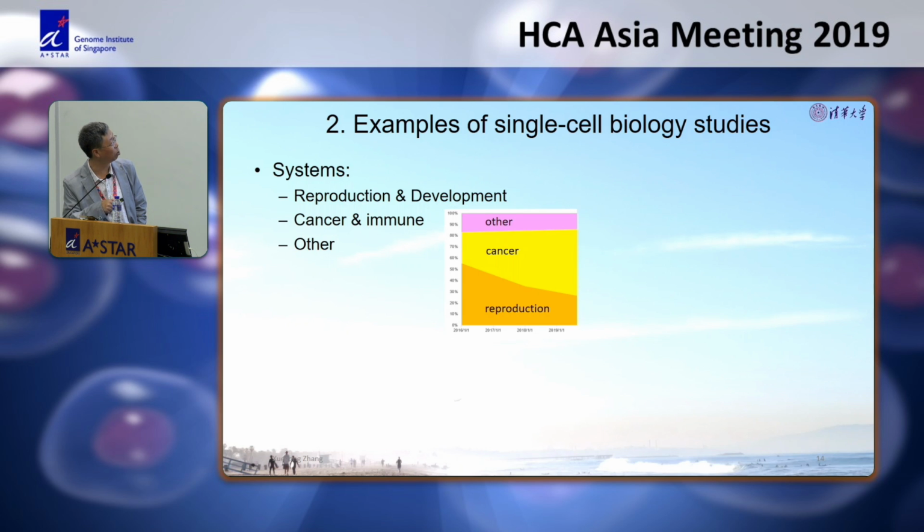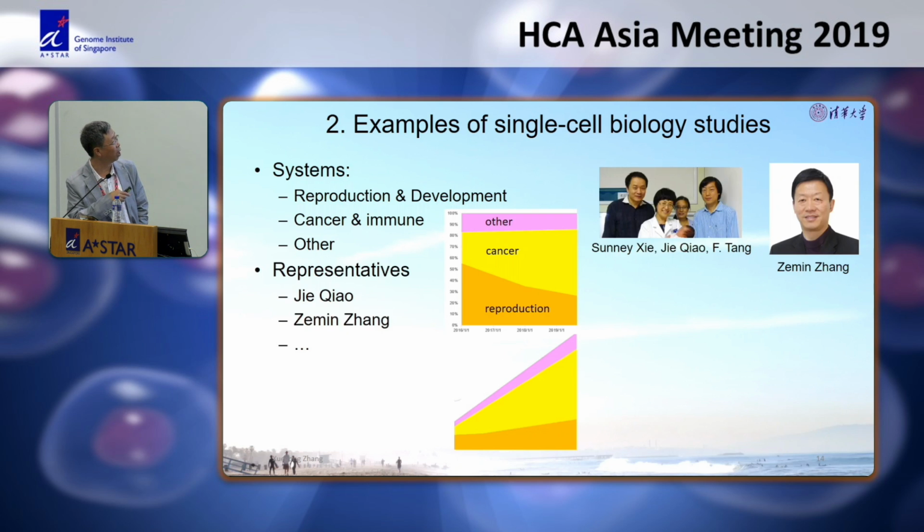This is the relative proportion. Actually, it should be like this because the total amount is increasing dramatically. So at the very beginning, more labs are working on the reproduction and development study, and now cancer study is getting more and more attention. And there are some representative scientists like Jie Qiao and Peking U group.